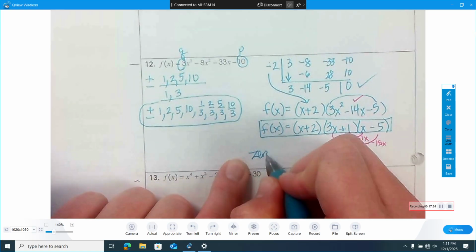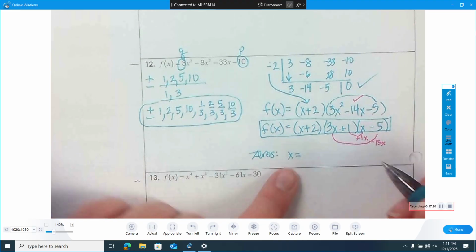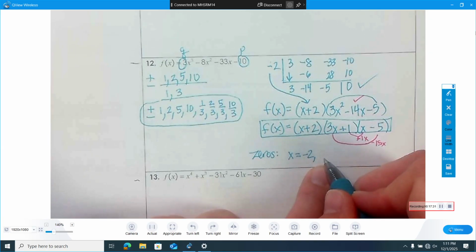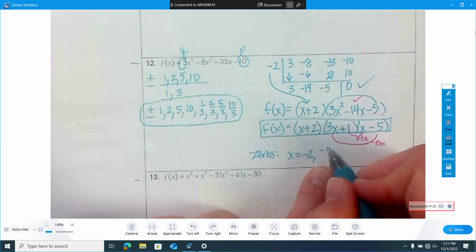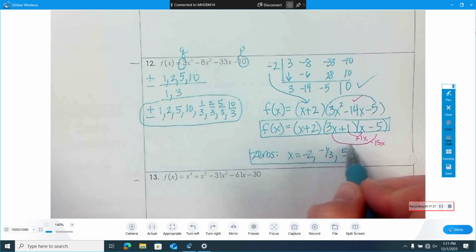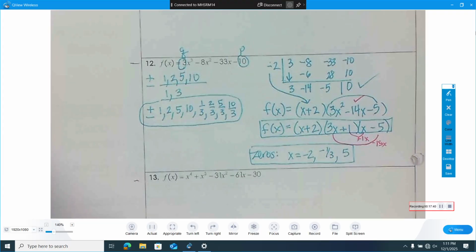And then I can list the zeros really easily. X equals -2, -1/3, and +5. All right. Not too shabby.